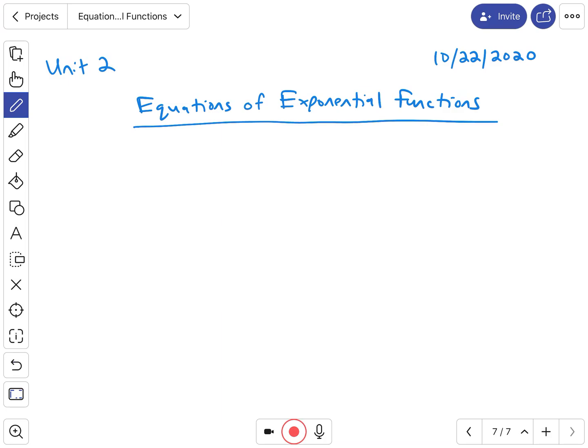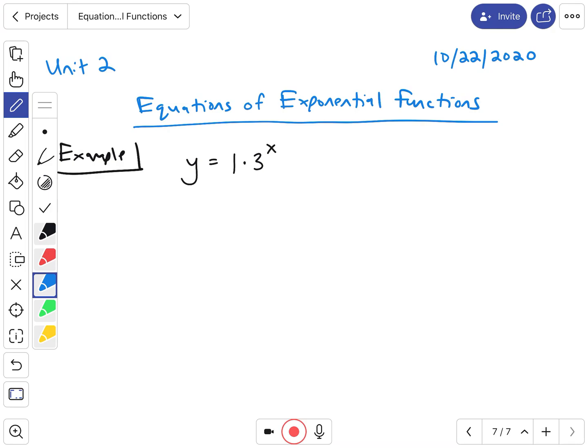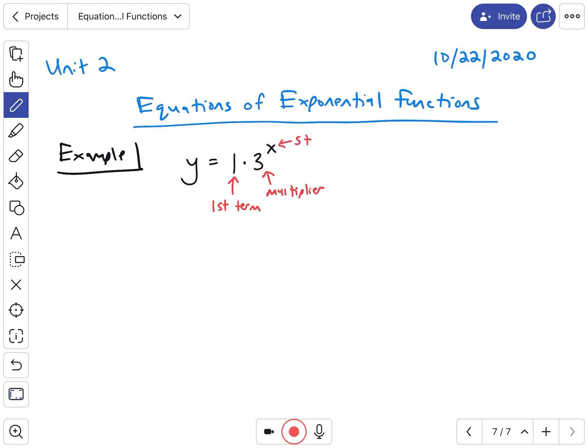And so just like the example that we had, let's just write that down since we're writing down now. So this example was the good deeds, right? So we could write it as y equals 1 times 3 to the x. And then let's label what each of these means. So this is the first term. This is the multiplier, and this is the step.